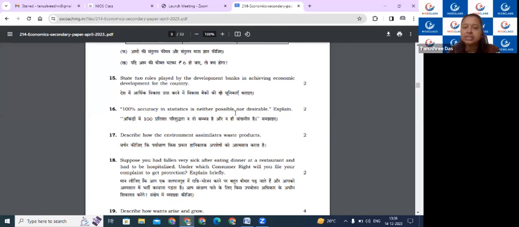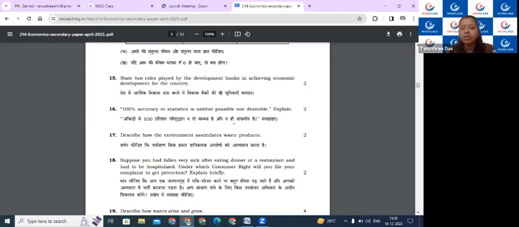100% accuracy in statistics is neither possible nor desirable. Explain. Because the data that we collect in order to resolve a particular situation or get the solution to a particular problem is not fixed. It is affected by a multiplicity of causes. That is why we won't be able to get an accurate result. So whatever information we get is approximate, but not accurate.